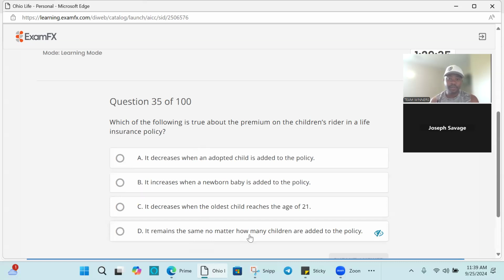Well, in a term life, okay, which of the following is true about premium on a child rider? Some companies really charge children separately, but in this case, I know it doesn't. It decreases when the oldest child reaches 21, but if you have multiple, then it doesn't. Increases when newborn babies are added to the policy. Well, if they charge kids separately, that might be the case. It decreases when an adopted child is added. This is not true. Increases when a newborn is added. Yes, if they didn't have one, then they add one, then it will increase.